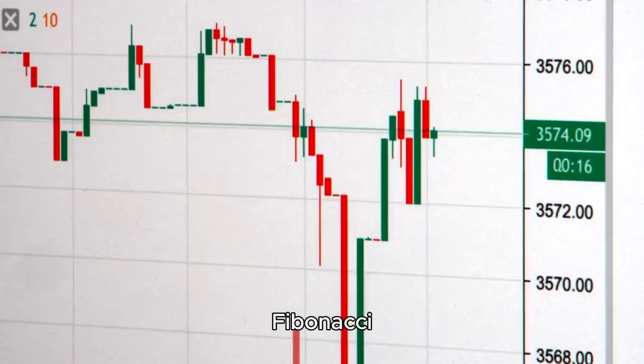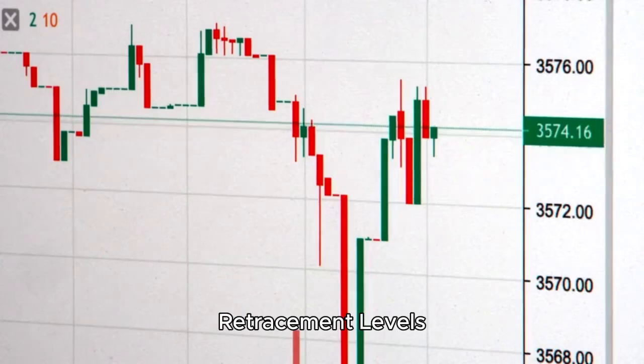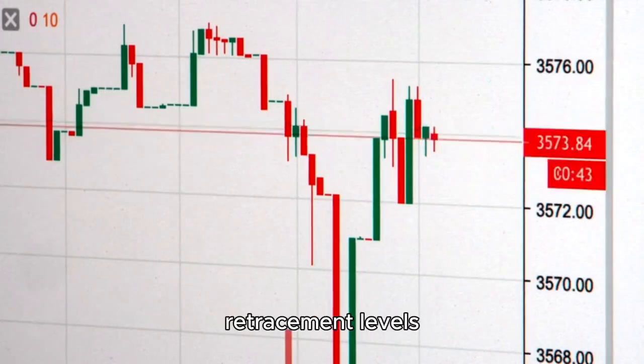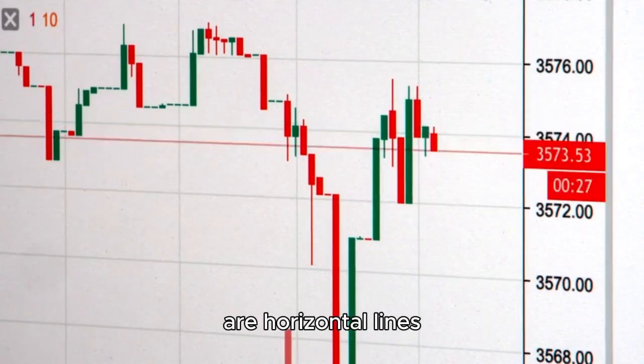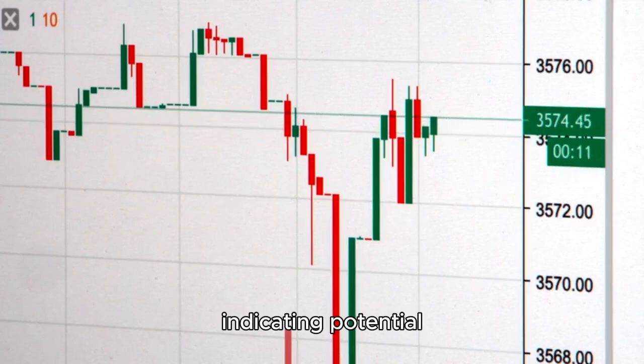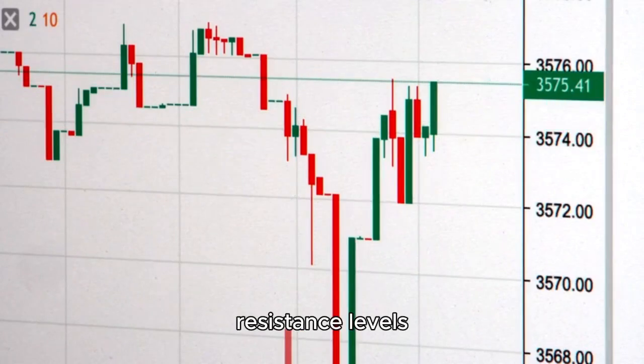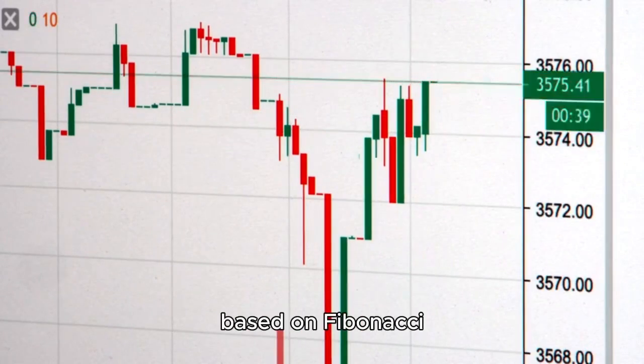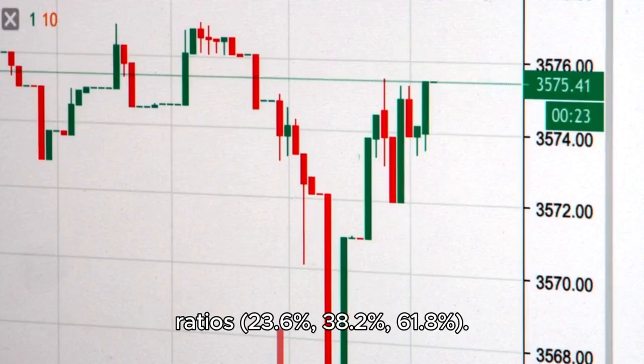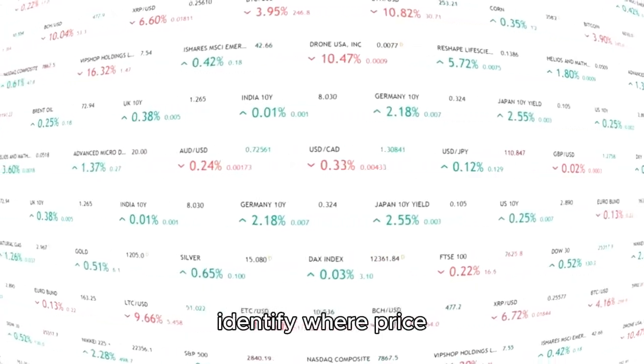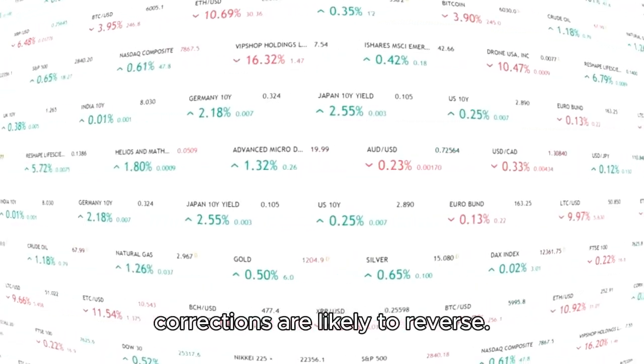6. Fibonacci retracement levels. Fibonacci retracement levels are horizontal lines indicating potential support or resistance levels based on Fibonacci ratios: 23.6%, 38.2%, 61.8%. These levels help traders identify where price corrections are likely to reverse.